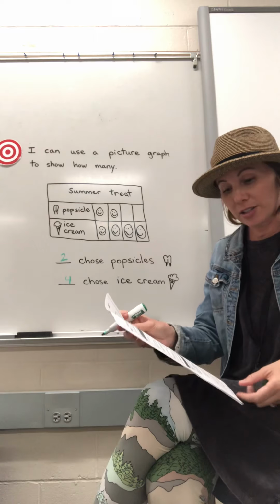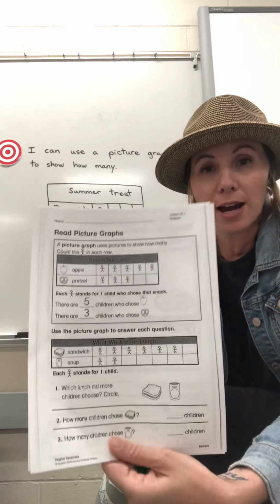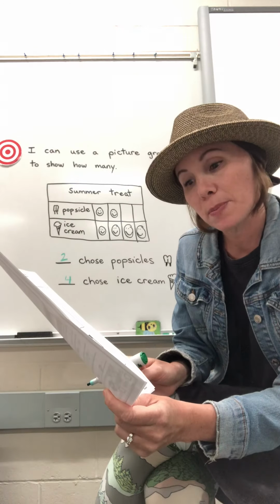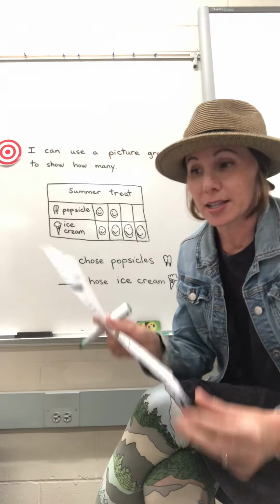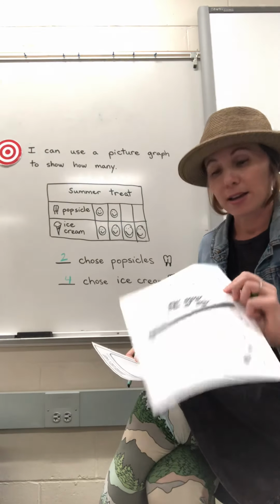So that's what you're going to do on your math today. You're going to look at the picture graph to find information about how many kids chose certain things. And you have a front side and a back side.